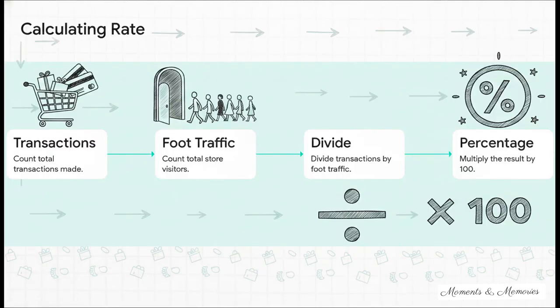So how do we figure this out? It's a quick 4-step process to get from raw foot traffic to a hard percentage. Step 1, count your total transactions, so the buyers. Step 2, count your total foot traffic, meaning everyone who walked in. Step 3, divide those transactions by the traffic. And finally, step 4, just multiply that by 100 to get your percentage.